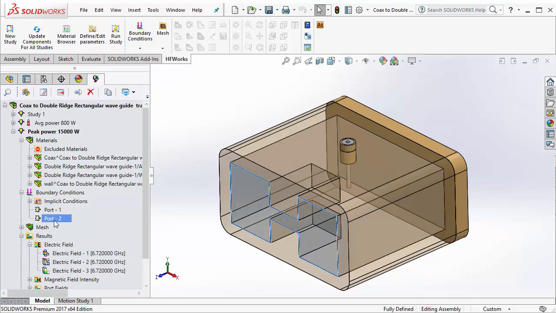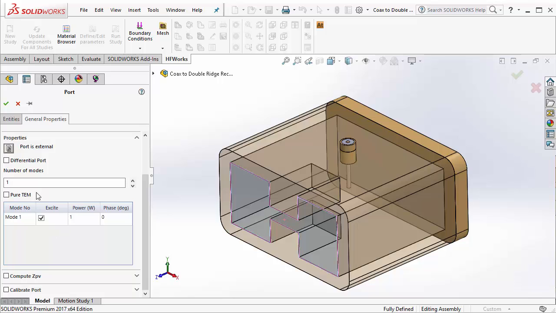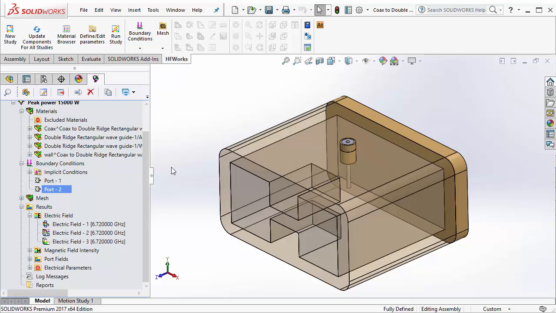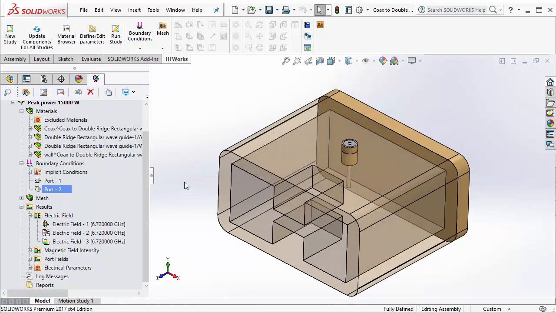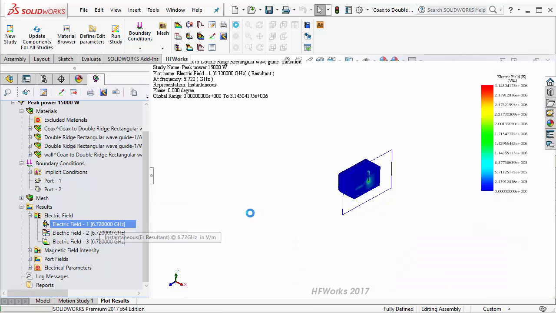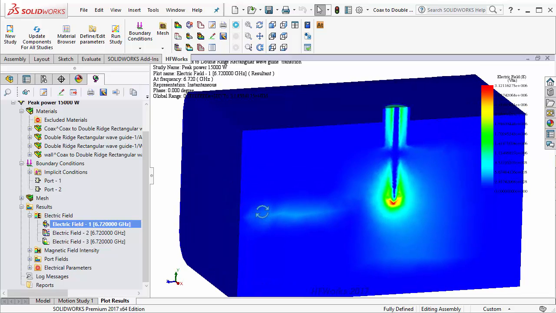And then the next port is here, and that is just excited. Now we are interested in computing the electric field. I've already run the simulation at 6.72 gigahertz, and we will take a look at the electric field. Now we can take a look at the section plot of the electric field. This particular section really tells you what happens, right?